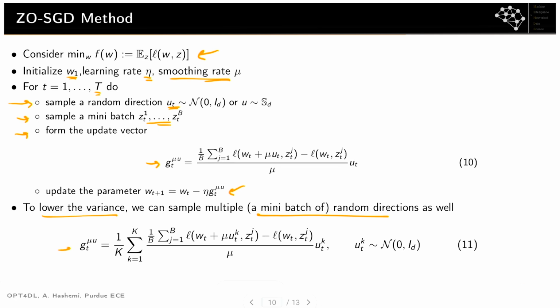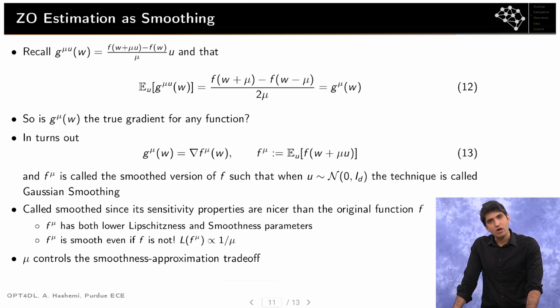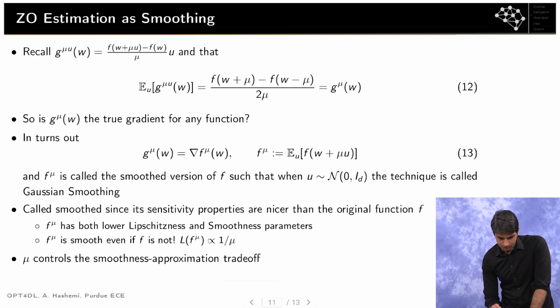In particular, you can form this estimator, which is basically the average over k random directions, right? And these random directions are either chosen from the unit sphere or according to a Gaussian distribution. Now let's talk about that smoothing term I mentioned. Why I refer to mu as the smoothing parameter. Recall, this is the estimator we talked about.